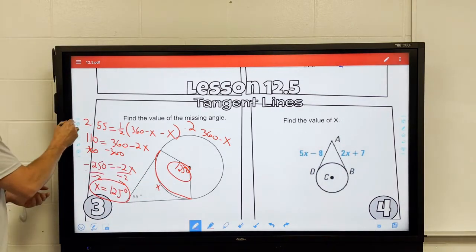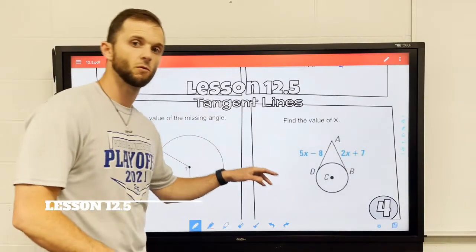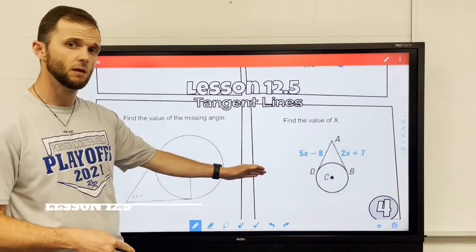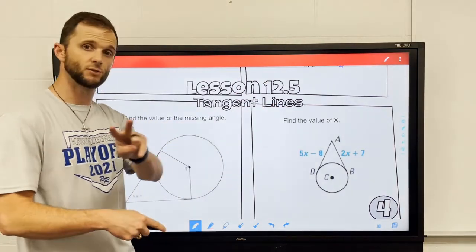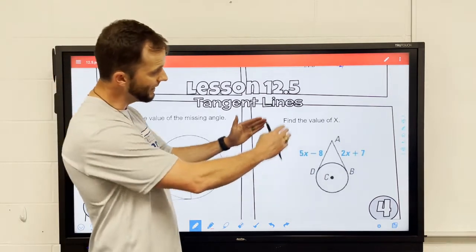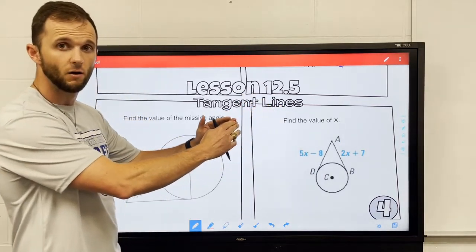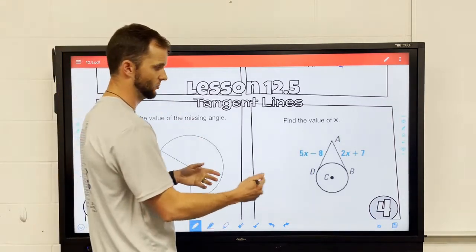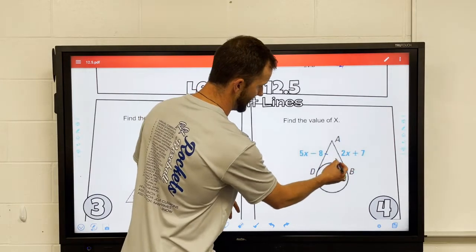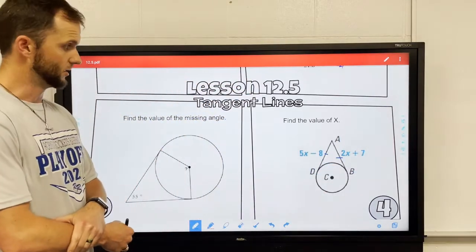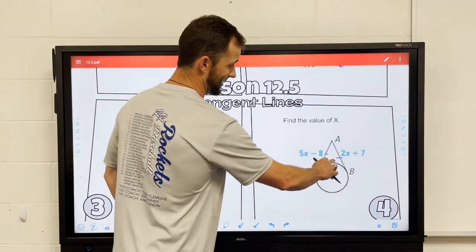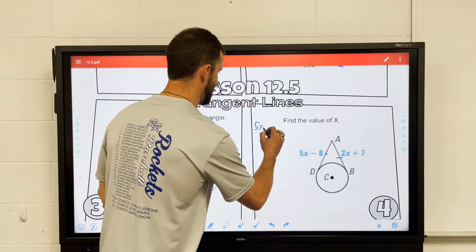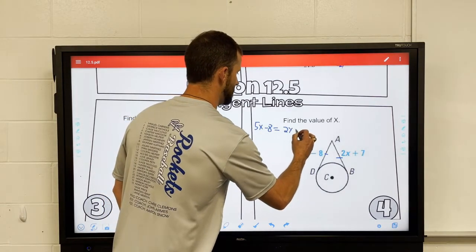Let's jump over to the last example here. Okay, so now on example number 4, it wants me to find the value of x. So if you look, it looks like from A to D and from A to B, I have two tangent lines, and they're both meeting at the same point at angle A there, or point A. And so the thing you need to remember that we learned up top is whenever this situation happens, both of my lines are going to be congruent to each other. So that means 5x minus 8 and 2x plus 7 are going to be equal. So I'm going to take 5x minus 8 and I'm going to set it equal to 2x plus 7.